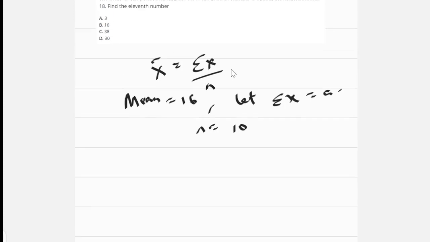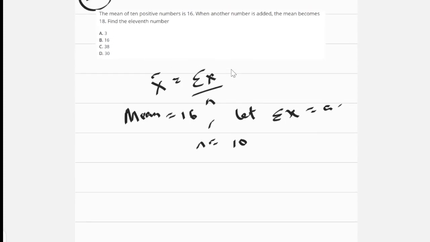If I know the sum of all the numbers, and then I have another number, another data, and I'm asked to find the mean of all the 11 data altogether, it means I will just add the last number to the sum of the first 10 numbers, divided by 11 now. So that's what we are going to do here. I'm now going to have my mean, 16, equals our summation x, which we don't know but represented with a, divided by n, which is 10.